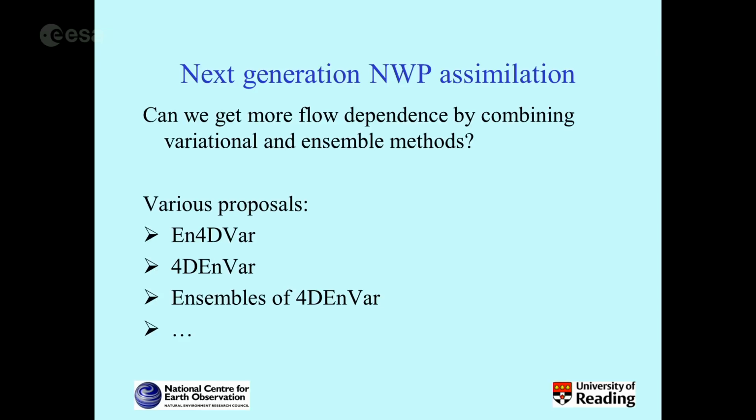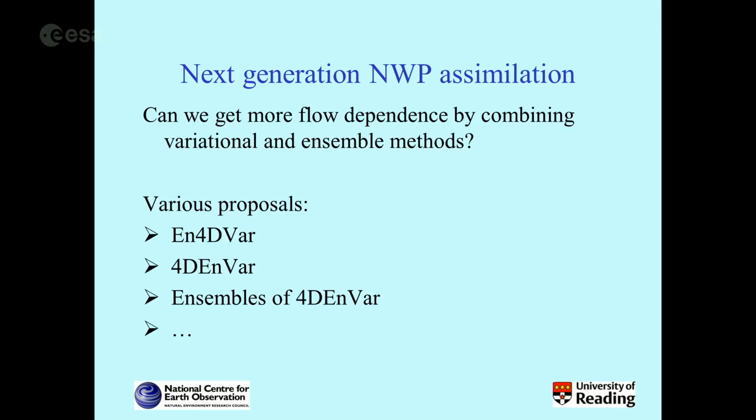So one question is, can we get more flow dependence by combining variational methods and ensemble methods? So we saw that the ensemble methods predict this P^f matrix, so the covariance matrix depends on the flow. We usually, in the 3D-Var or 4D-Var at the start of the window, just assume this B matrix. Can we combine them in some way? And that's what people are looking at the moment.